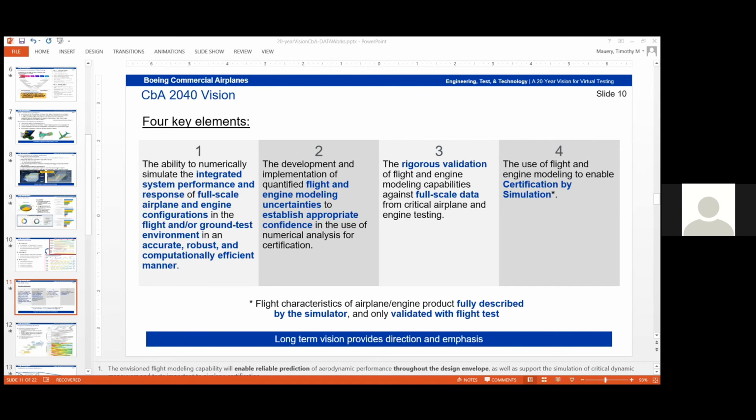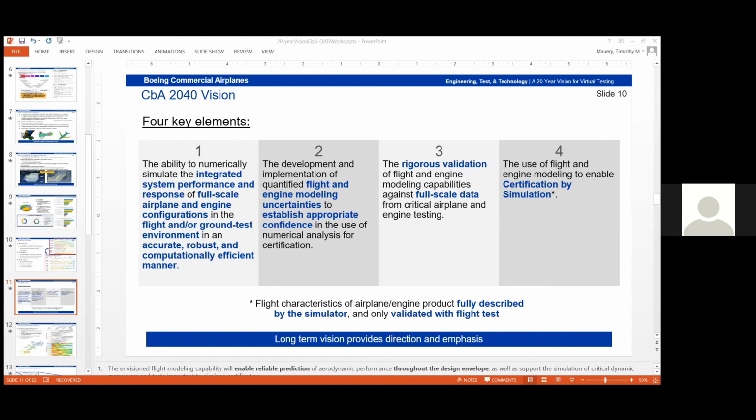Especially in maneuvers and analysis cases that are important to airplane certification, and those tend to be rather complicated. The second element is that we need to be able to increase our level of usage with appropriate uncertainty quantification and other confidence tools for airplane related products.